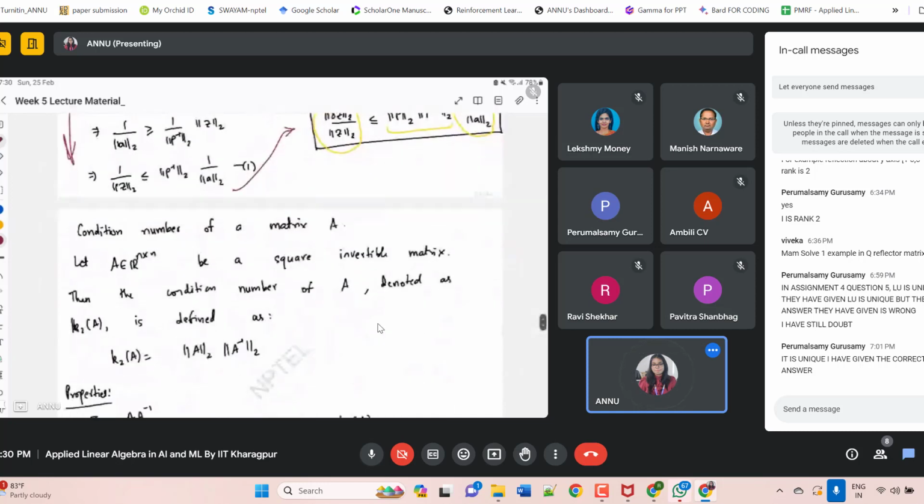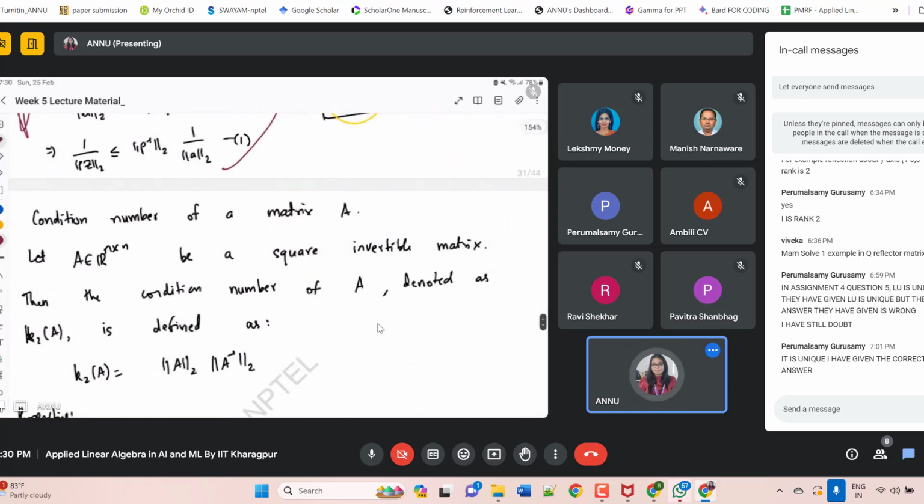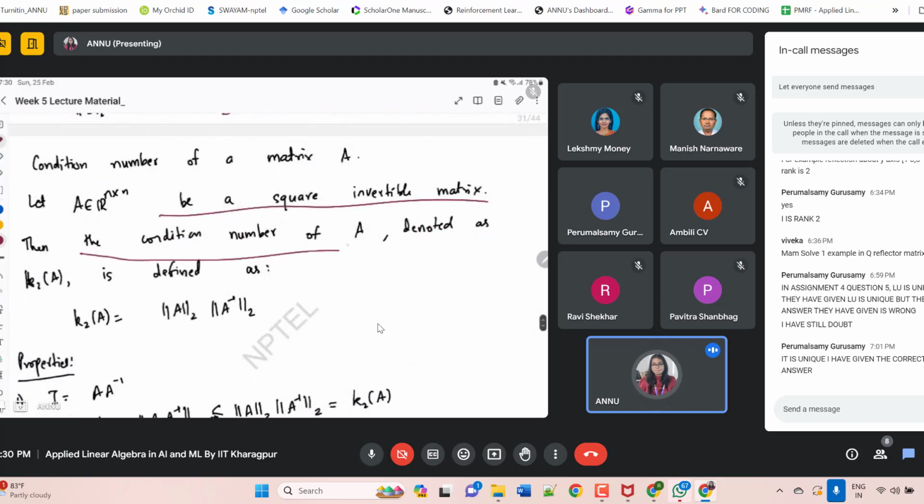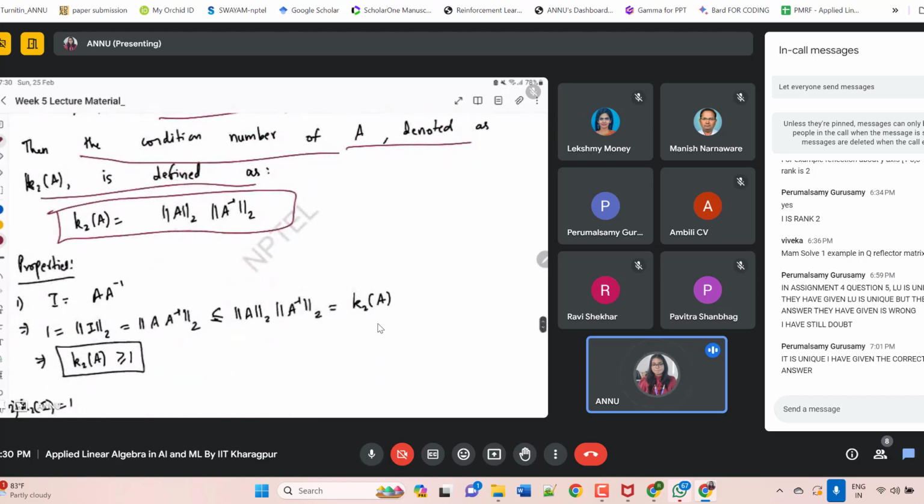Okay, so coming to the condition number. Let A in R^(n×n) be a square invertible matrix. So here the condition is a square invertible matrix. Then the condition number of A, denoted as K2 of A, is defined as this particular thing. The upcoming lecture is only based on the properties of these things. It is a very different thing, and it has certain properties. What are the properties? Let's see.